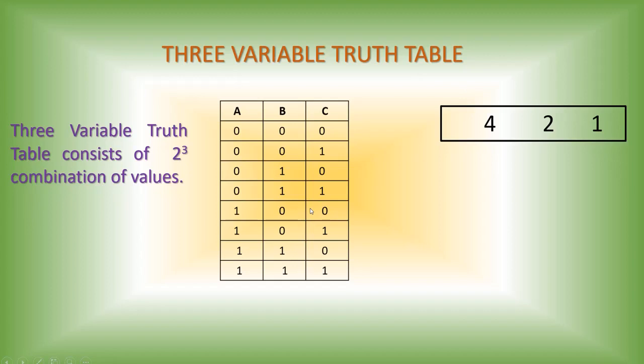You will not take 8, because we will not get 8 when you add these 3 numbers. Based on these 3 numbers, the combinations of values are generated here. I told you a 3-variable table consists of 2 raised to 3 combinations of values. 2 raised to 3 means only 8 combinations of values will be there. So 0 to 7 will be the 8 combinations of values. It is starting from 0 to 7, and there you will get all 8 combinations of values.